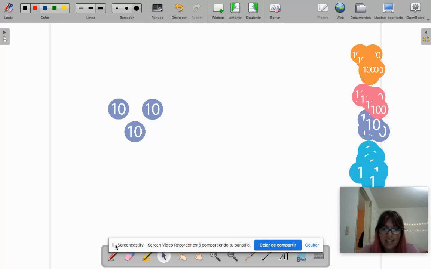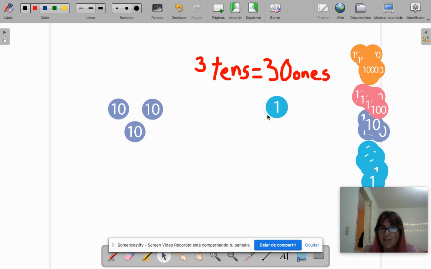If you see this, there are different ways to talk about this in place value. Like I told you, you can say that we have 3 tens. But 3 tens is the same as 30 ones. That means that this 3 tens is the same as having 30 of the ones.